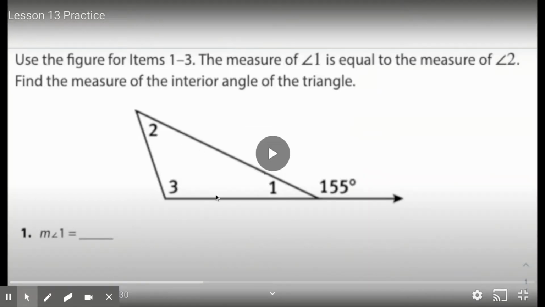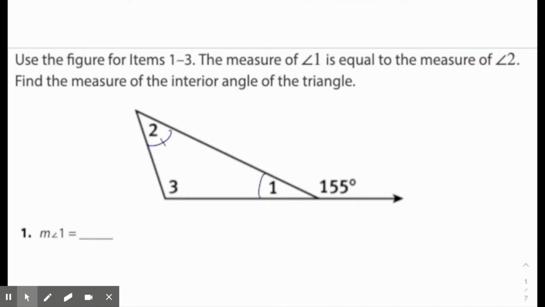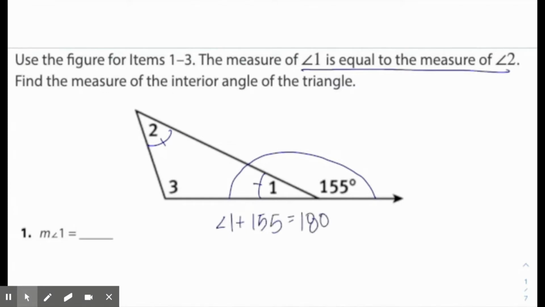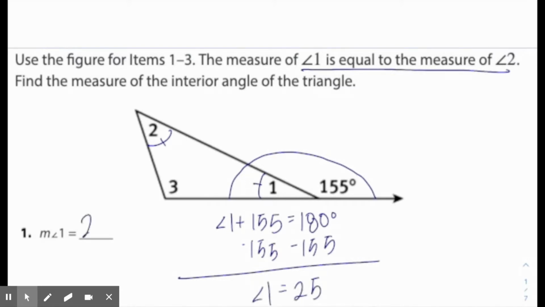All right, so if we're looking at this one right here, one thing we can do is go ahead and look at angle 1 and angle 2. The problem tells us that they're equal in measure, so we're going to mark that. We can also see that angle 1 and 155 form a straight line, and that's equal to 180 degrees. We can subtract 155 from both sides to solve for the missing angle here. So angle 1 is equal to 25 degrees.